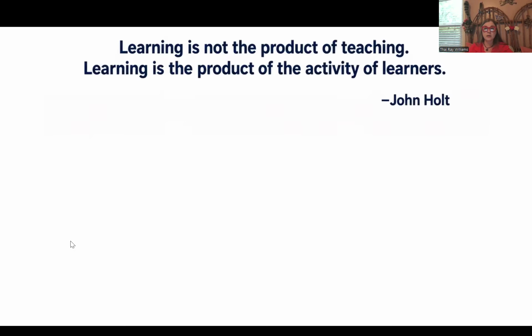All right, so let's look at what John Holt had to say. So when he talked about learning, he said learning is not the product of teaching. I want you to hear that. Learning is not the product of teaching. Learning is the product of the activity of learners. The way students learn is through active engagement. It's not you standing up there teaching, it is you teaching and them being actively engaged.